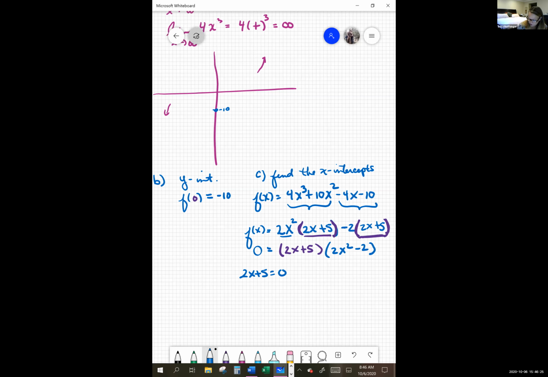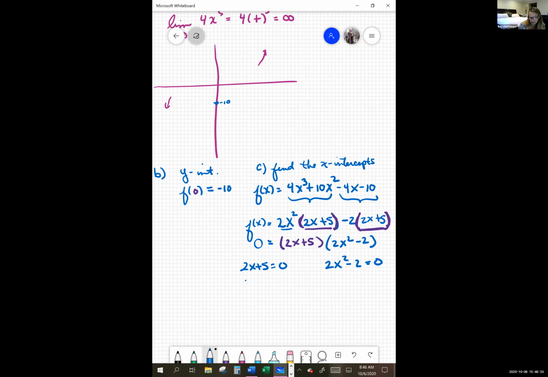And when is 2x squared minus 2 equal to 0? So if we subtract 5 divided by 2, we get x is -5/2. We can try to factor this. We could use the quadratic formula. We can use the square root method.